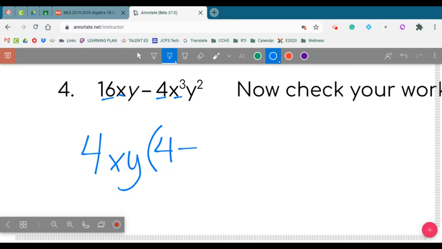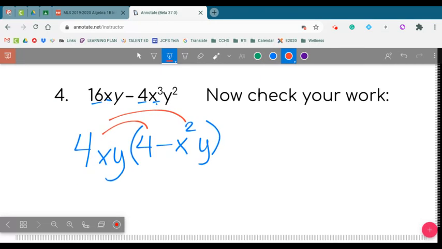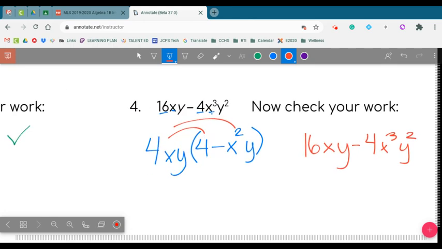4 divided by 4 is 1, so you can put the 1, you don't have to. Had 3 x's, pulled one out, so I have x squared. Had 2 y's, pulled one out, so I only have 1 left. Distribute. 4 times 4 is 16. I just have an x and a y. And then 4 times 1 is going to be negative 4. x and x squared is going to give you x cubed. y and y is going to give you y squared. Is that what I started with? Yes. So I solved it correctly.